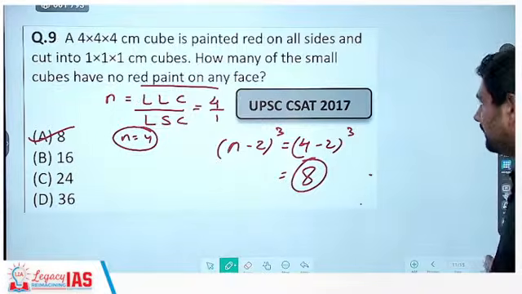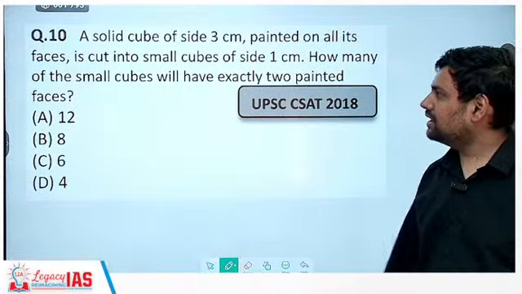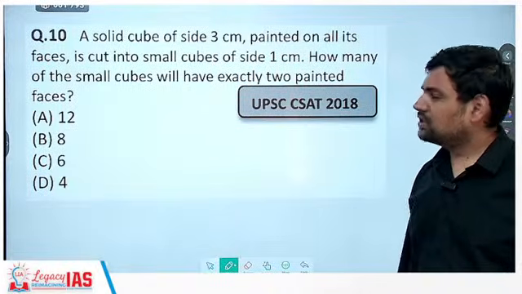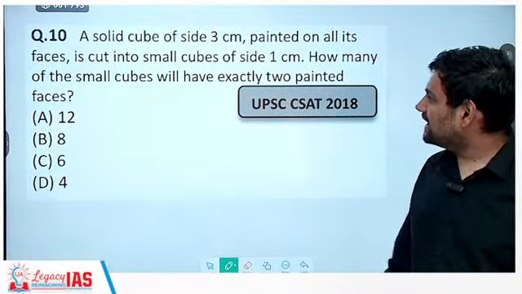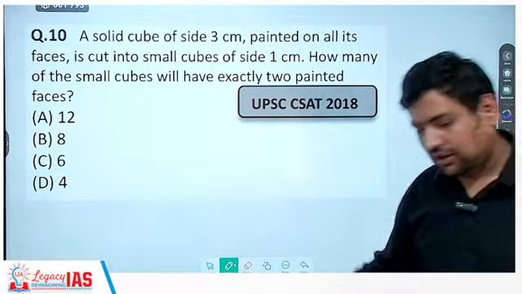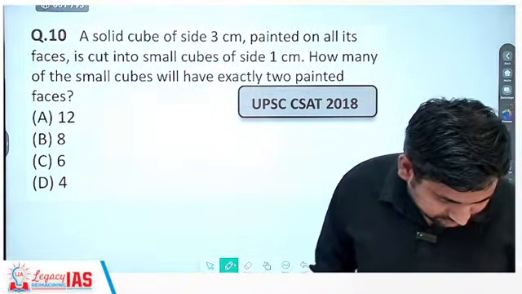Next is a solid cube of 3 centimeter painted on all its faces is cut into small cubes of side 1 centimeter. Okay. How many of the small cubes will have exactly 2 faces painted? You do this. I'll wait.